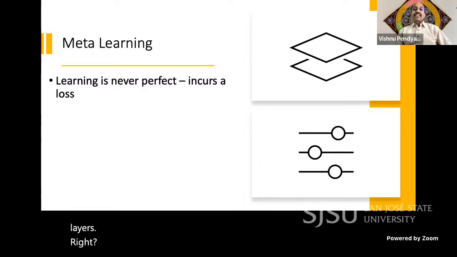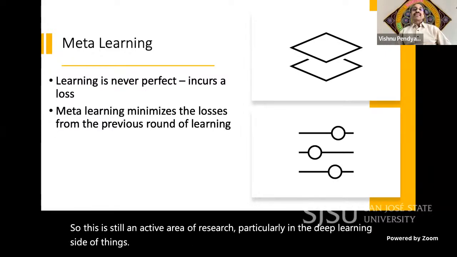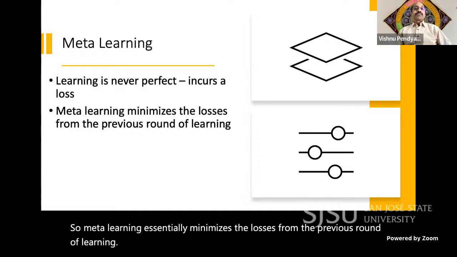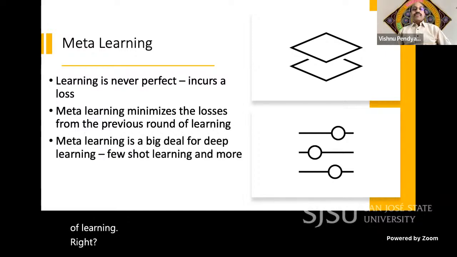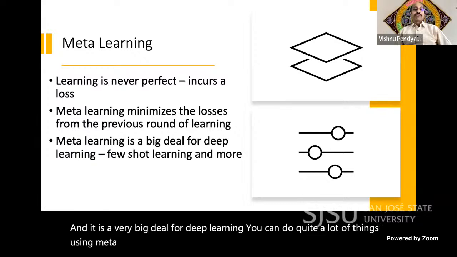So this is still an active area of research, particularly on the deep learning side of things. Meta learning essentially minimizes the losses from the previous round of learning, right? And it is a very big deal for deep learning. You can do quite a lot of things using meta learning when it comes to deep learning.